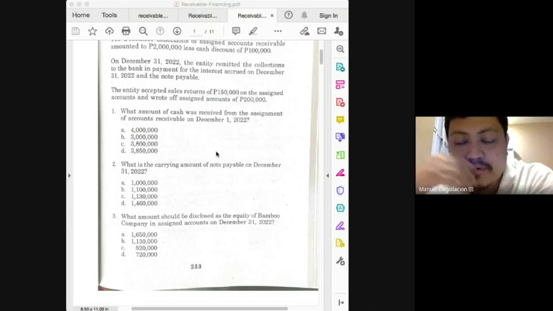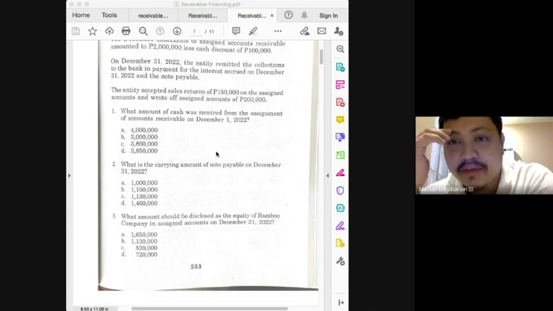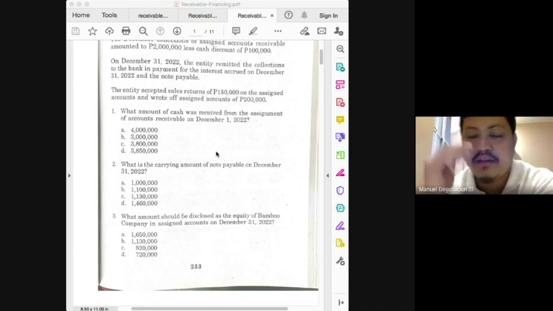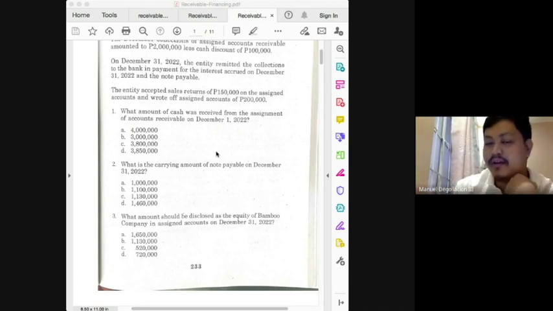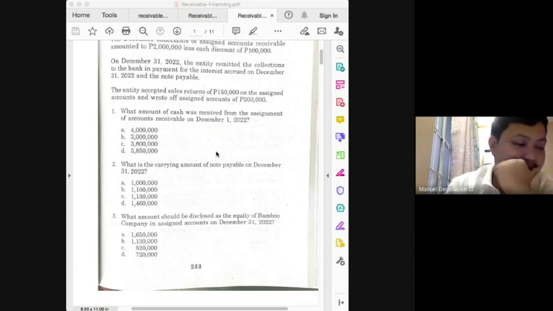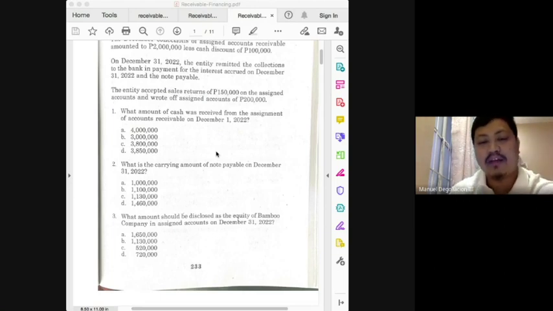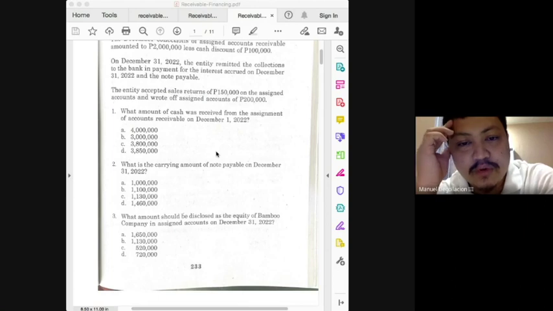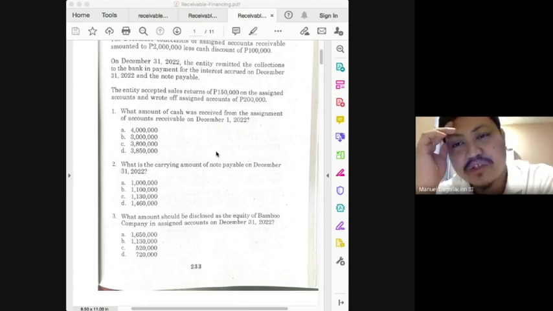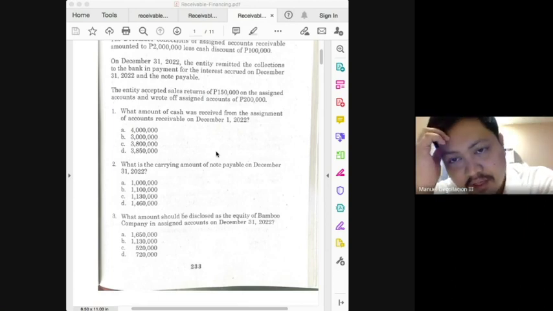A common error on the part of the students here would be to think that the amount that we'll be using here would be the 4 million, but remember that there were collections already during the year. On December 31, the receivables were still at 4 million, but between December 1 and December 31, there were already collections. So we began at 4 million, but we were able to collect 2 million worth of receivables. So based on the collections alone, the balance of our receivables would only be 2 million.